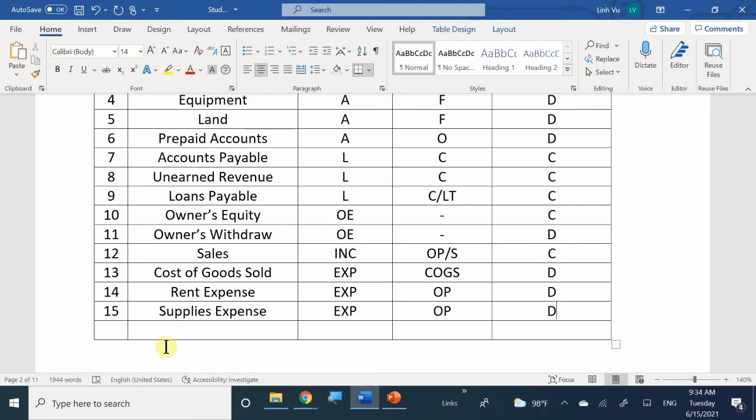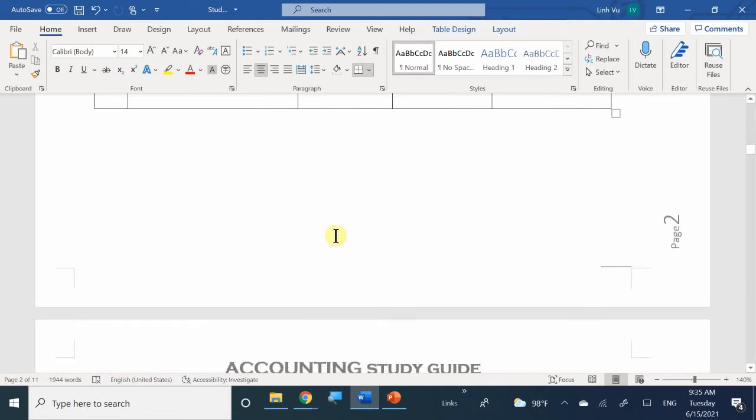Can you give me again an example for owner's equity? Owner's equity. So, a good example would be capital contributions. Capital contributions is when you invest into your company. You add your own money into the company. That's going to be considered owner's equity. Thank you. Okay. Any other questions?